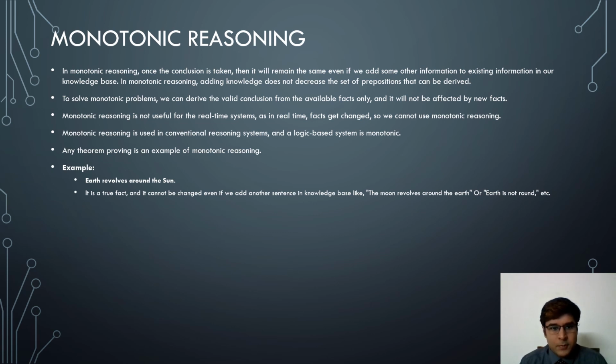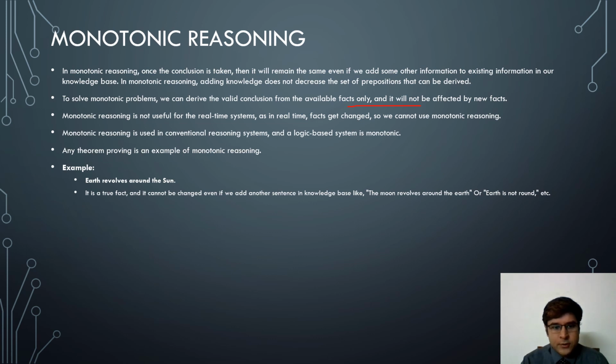So to solve monotonic problems, we can derive the valid conclusion from the available facts only, and it will not be affected by new facts. So when we have a monotonic problem, we can derive the valid conclusion from the available facts only, and that will not be affected by new facts. And monotonic reasoning is not useful for the real-time systems, as in real-time facts get changed. So we cannot use monotonic reasoning.